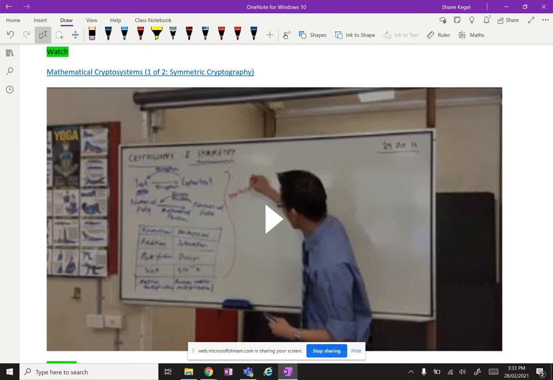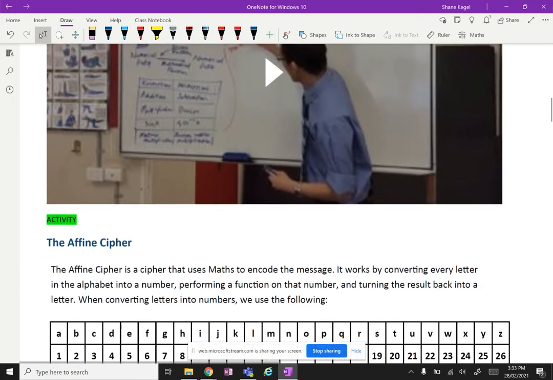I particularly want you to take note of the symmetry, how we can use symmetry to decode. So for instance, if we use addition, then the opposite of addition is subtraction. And symmetry about the operations that we use in mathematics.